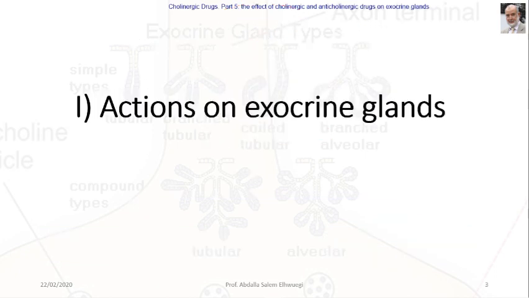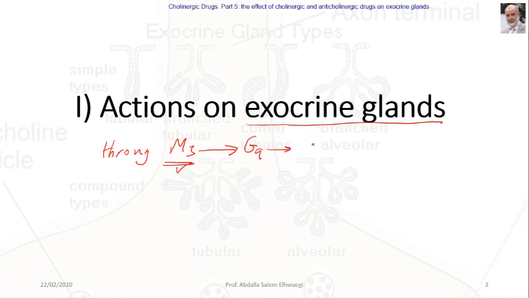So first we are going to talk about the actions on the exocrine glands. Before that, we know that cholinergic drugs increase the excretion of all exocrine glands through stimulation of the muscarinic receptor type 3, M3 receptors, as we have said in the previous presentation. Stimulation of these M3 receptors will stimulate Gq proteins, which in turn will stimulate the phospholipase C enzyme, which is present in the membrane.